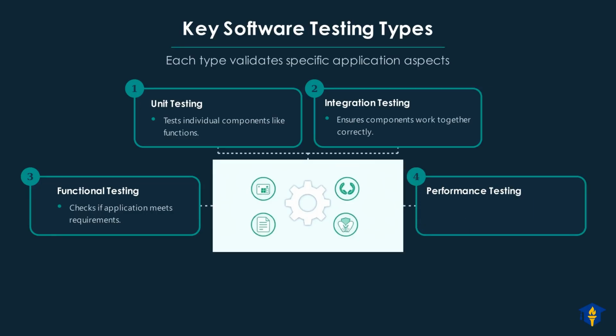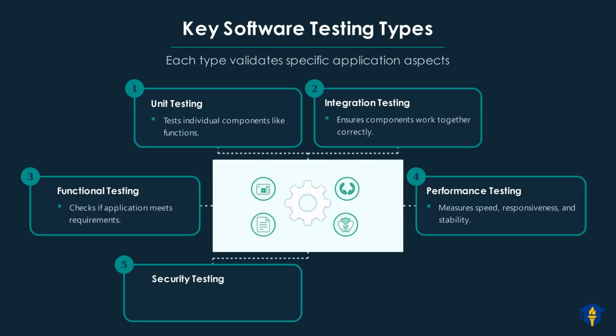Performance testing is crucial for evaluating how your application handles various workloads. This measures its speed, responsiveness, and overall stability under various conditions. Security testing is vital for protecting your application from potential threats and vulnerabilities. It actively identifies potential vulnerabilities and weaknesses present within the system.